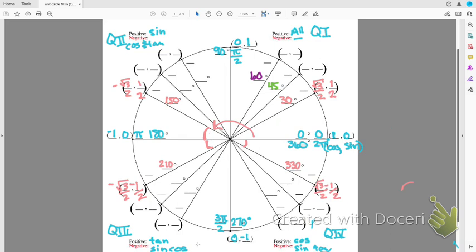Okay? Now we've got to get the radians for that, don't we? Now we have a formula. We could multiply by pi over 180, but I don't want to do that every time I have to do one of these. Do you? No. Okay, so we know that 180 is pi, correct?